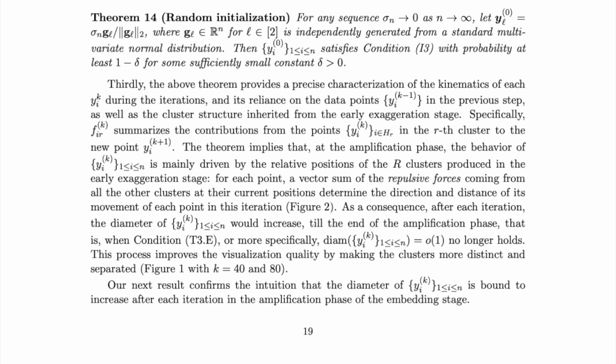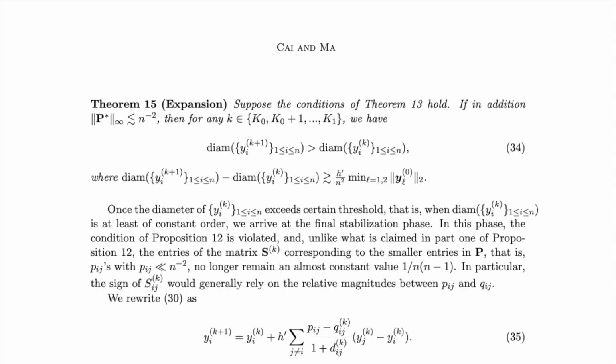Our next result confirms the intuition that the diameter of y_i^k, 1 ≤ i ≤ n, is bound to increase after each iteration in the amplification phase of the embedding stage. Theorem 15, expansion. Suppose the conditions of Theorem 13 hold. If in addition p_min ≥ 1/n^2, then for any k in (k0 + 1, k1), we have the following formula.